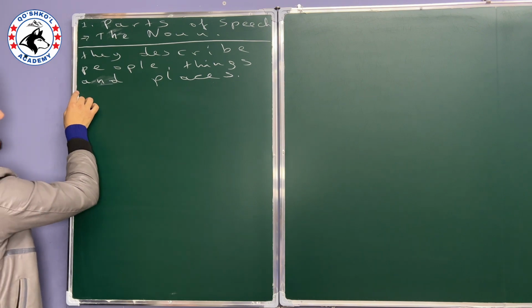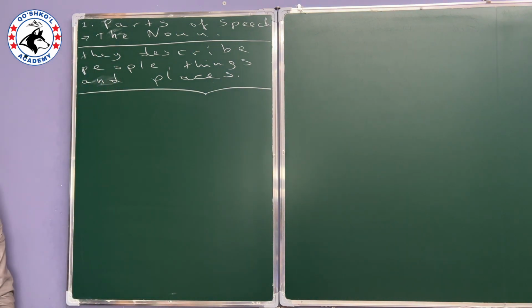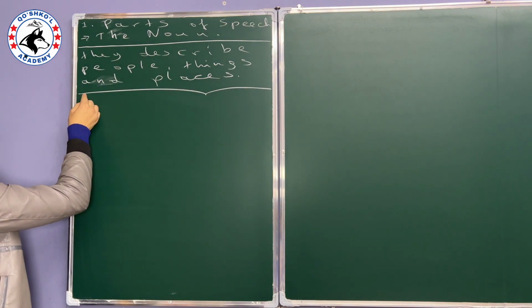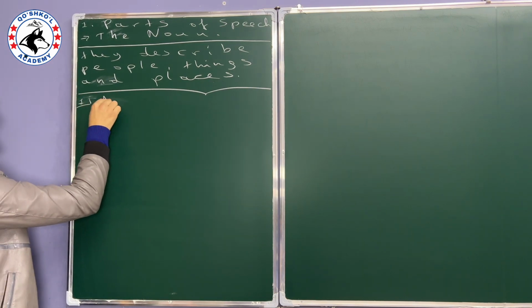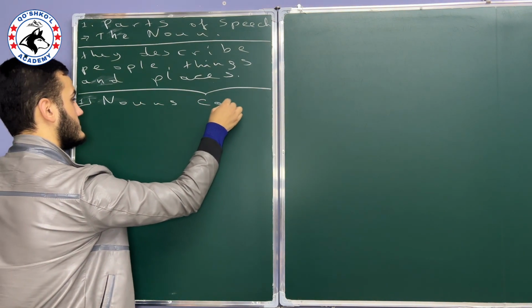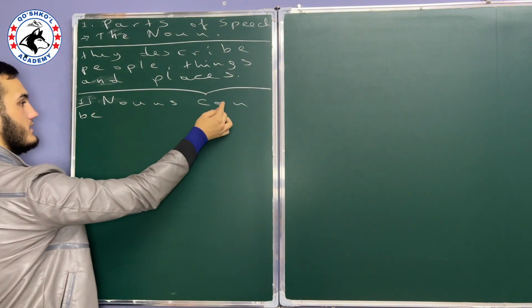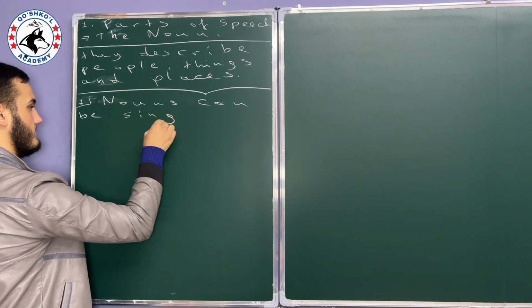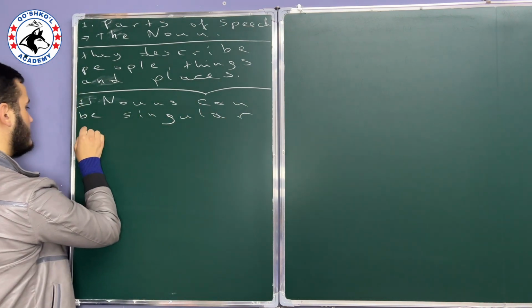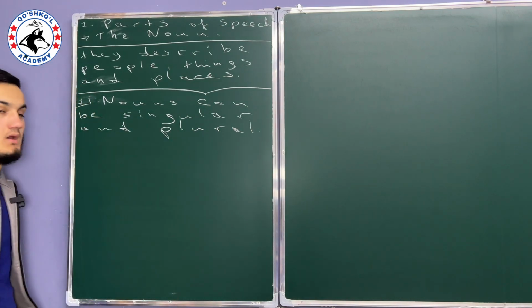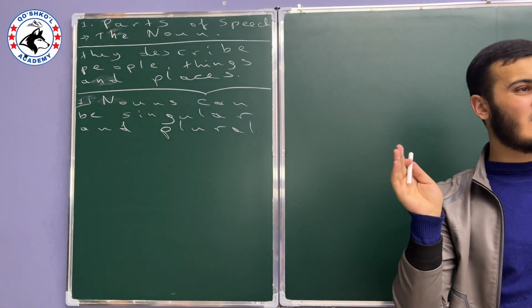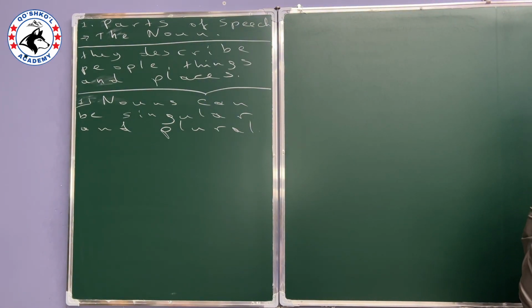So, what types of nouns do we have, my friends? First of all, nouns can be singular and plural, yeah? Can you remember that I taught you plurals? How to form plurals with six rules.